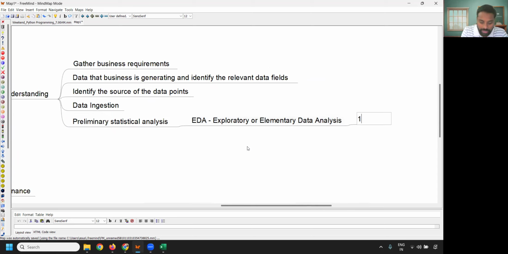And here we start with univariate analysis. That means one variable. Uni means what? One variable.